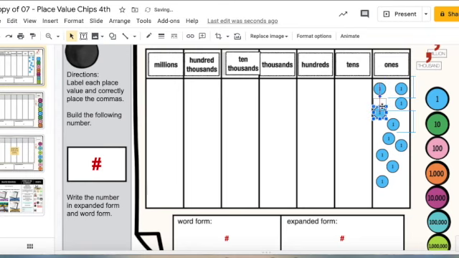And I will share this slide with you so that you may edit it, or you may use it to have a place value chart at home. So that we have 10 1s.